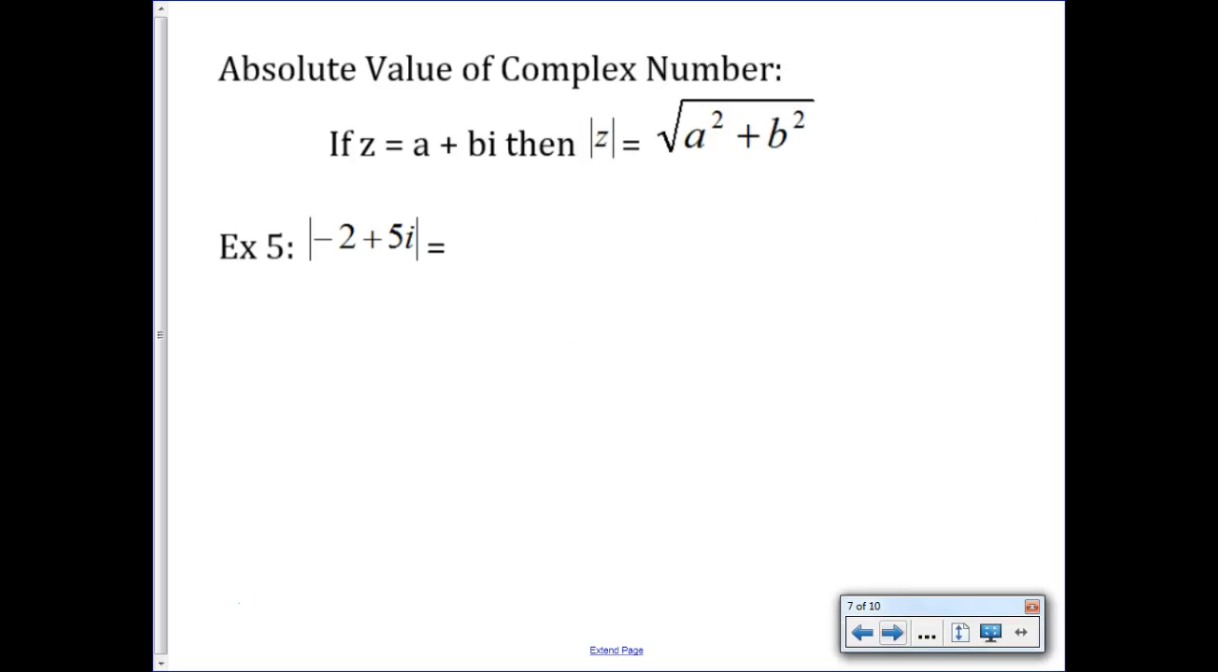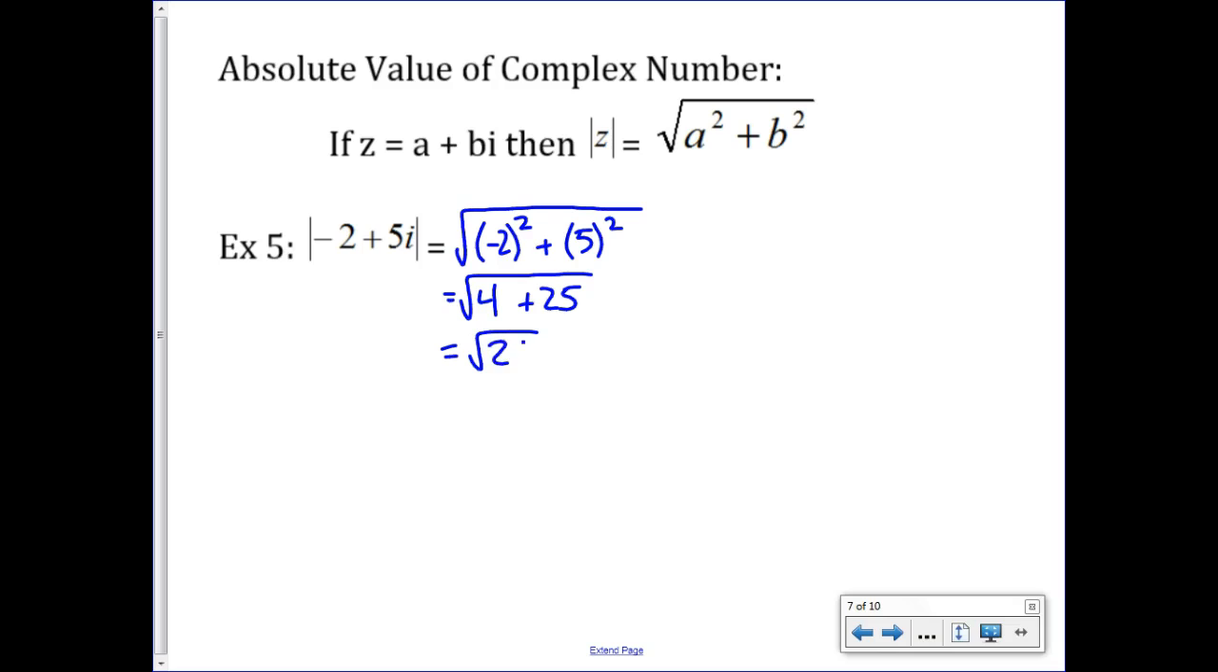Okay, taking the absolute value of a complex number. If z is equal to a plus bi, then the absolute value is equal to the square root of a squared plus b squared. So we're ignoring the i piece of this when we are taking the absolute value. We're just saying the square root of negative 2 squared plus 5 squared. So we get 4 plus 25. So the absolute value is the square root of 29.